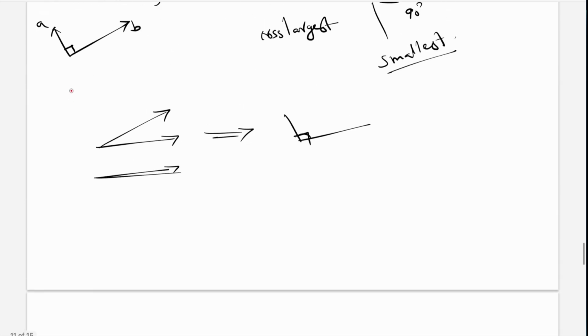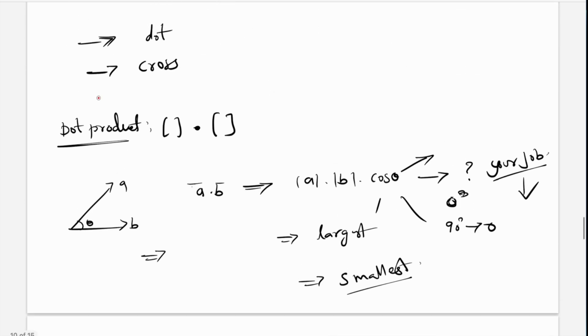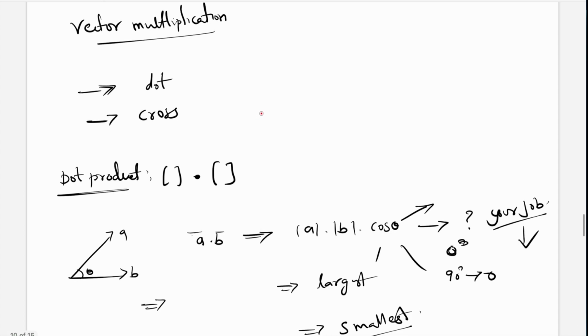So why do we need this? In our further lectures, when we cover linear regression, etc., we're going to use the dot product, and in our further projects also. We're going to use the dot product and the cross product in many applications and many projects in the future. So I hope you get it.